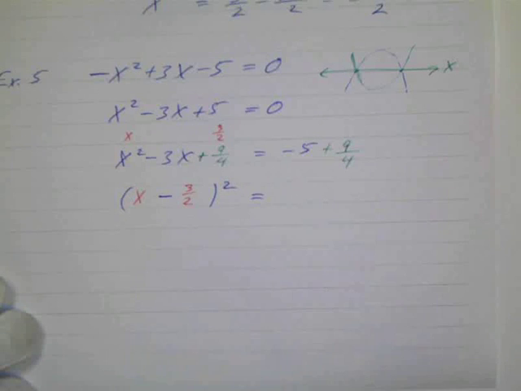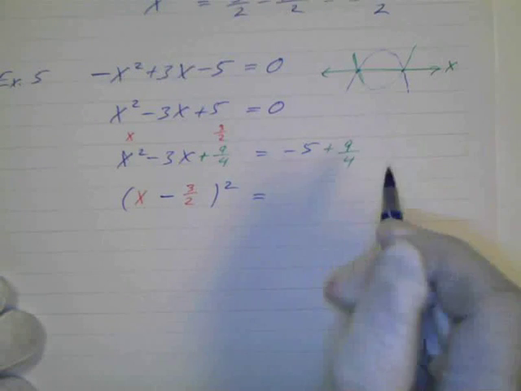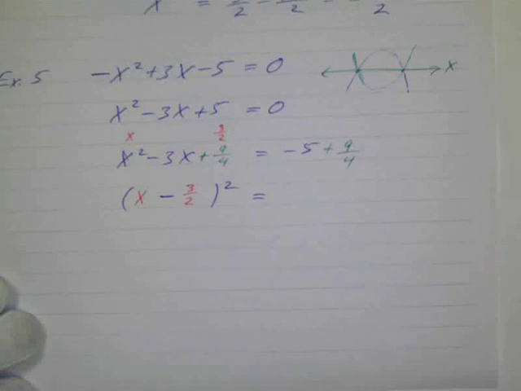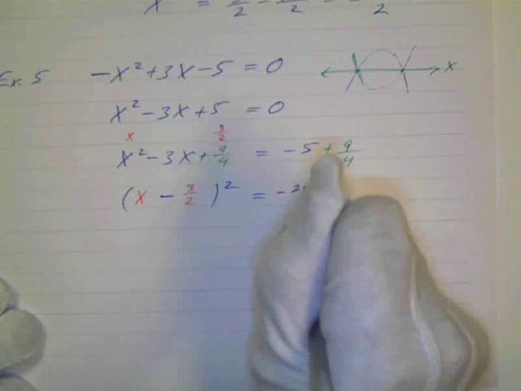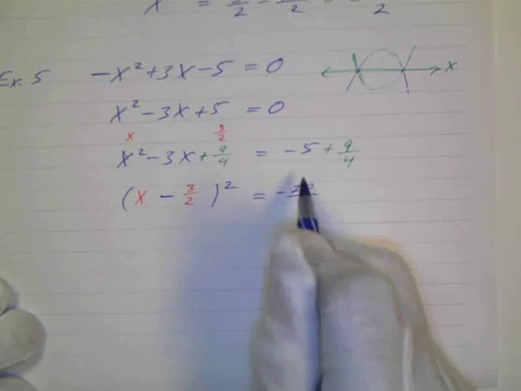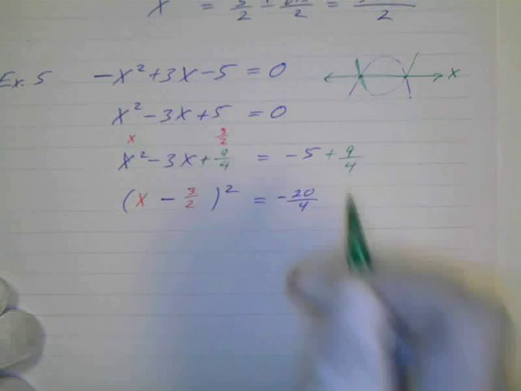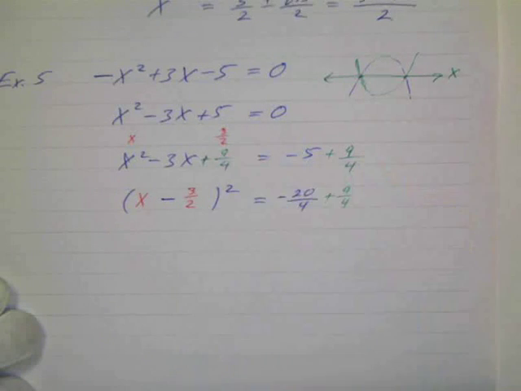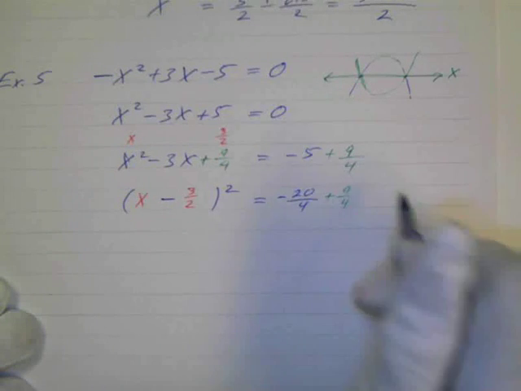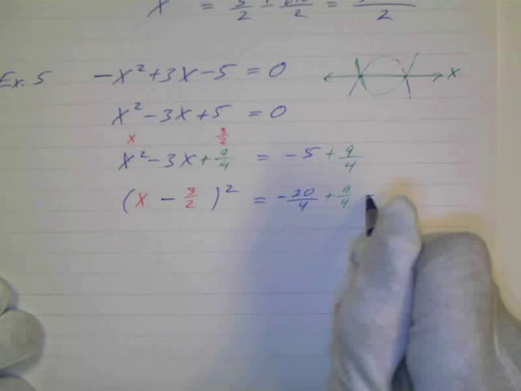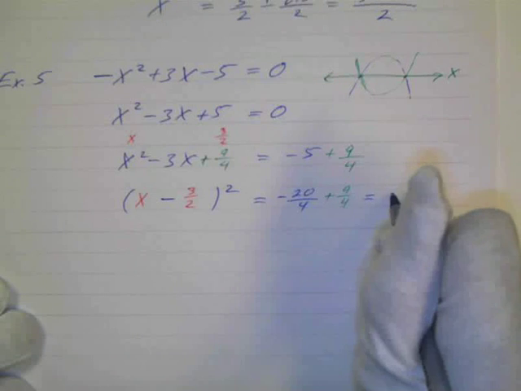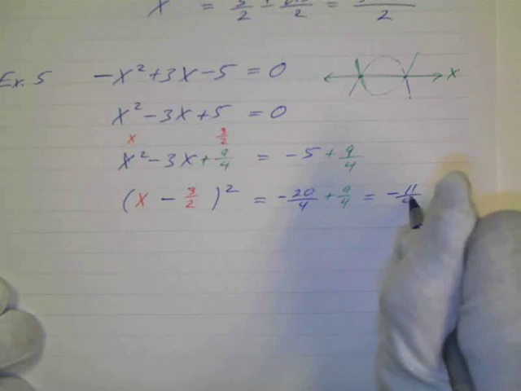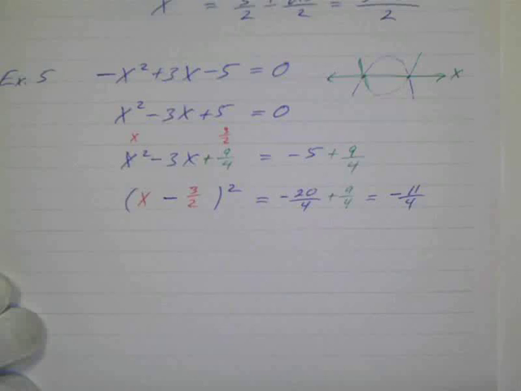And we can put this over a common denominator, make it a little bit easier to deal with. So negative 5 is the same thing as negative 20 over 4, I believe. Yeah, 4 goes into 20 five times. And if I add that to 9 fourths, negative 20 plus 9 is going to be negative 11 fourths. Okay?